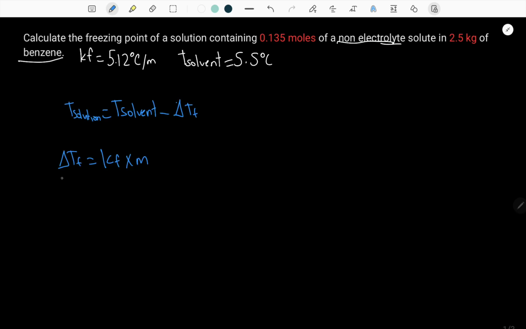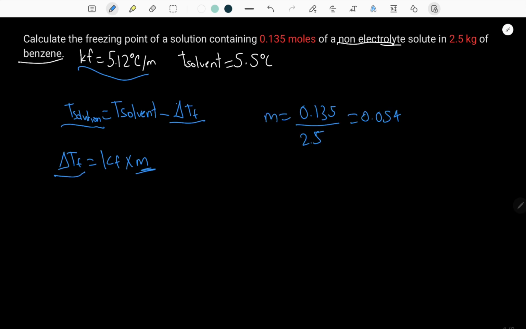So first of all, what are we supposed to find? We have to find the freezing point of the solution. So here we are finding T of solution, not delta TF, which is the freezing point depression. This is also another point where students get confused. So let's start here. The first thing is to find delta TF. We have the K of F given in the question, and we need to find the molality. So now let's find the molality.